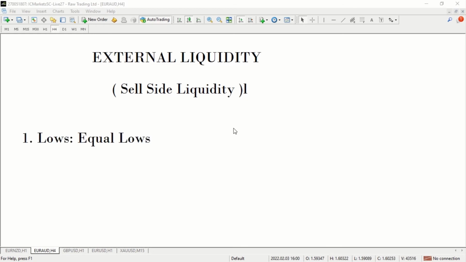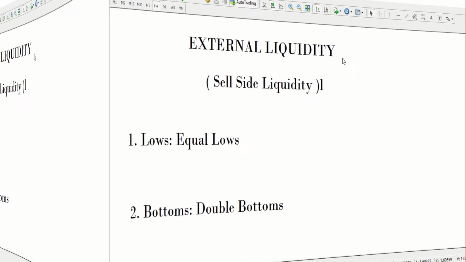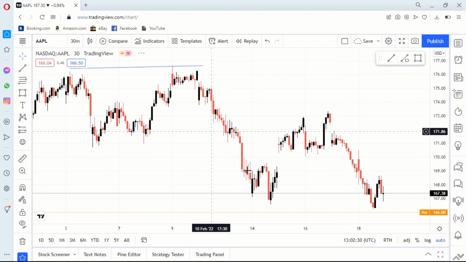As you can see on the screen, you have lows, that's equal lows. It can be old lows, session lows, weekly lows, monthly lows, etc. And the second one has to do with bottoms, that's double bottoms, that's it. They are all self-explanatory. I'll take you to the charts from here so that we look at them one after the other.